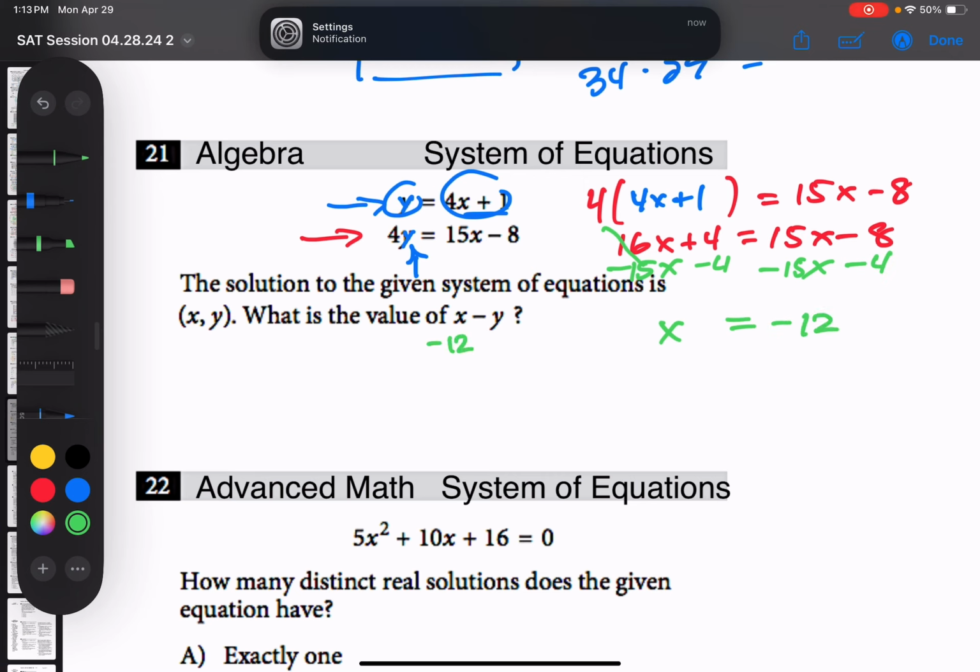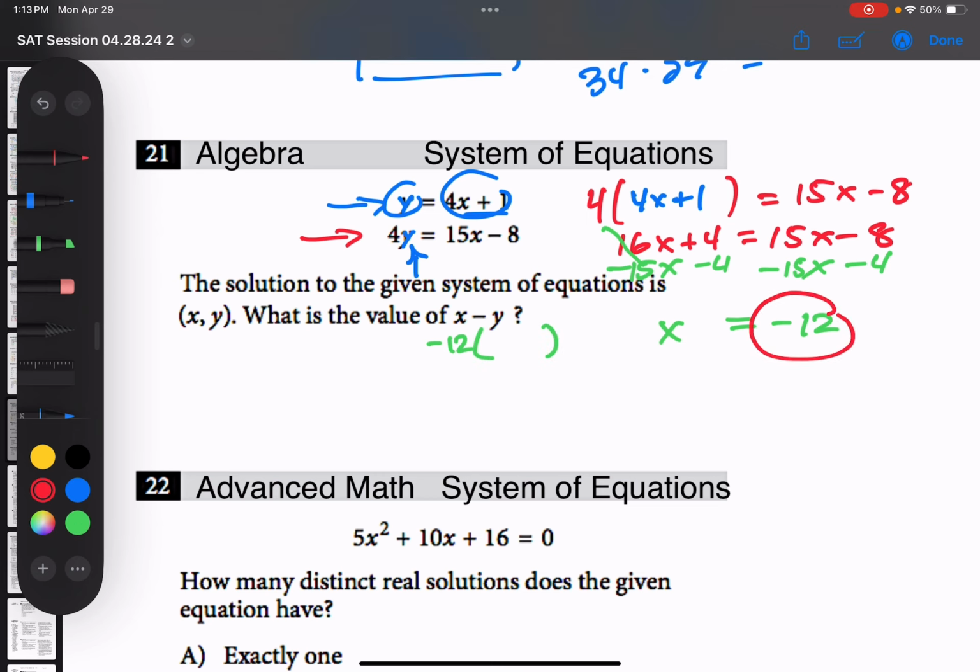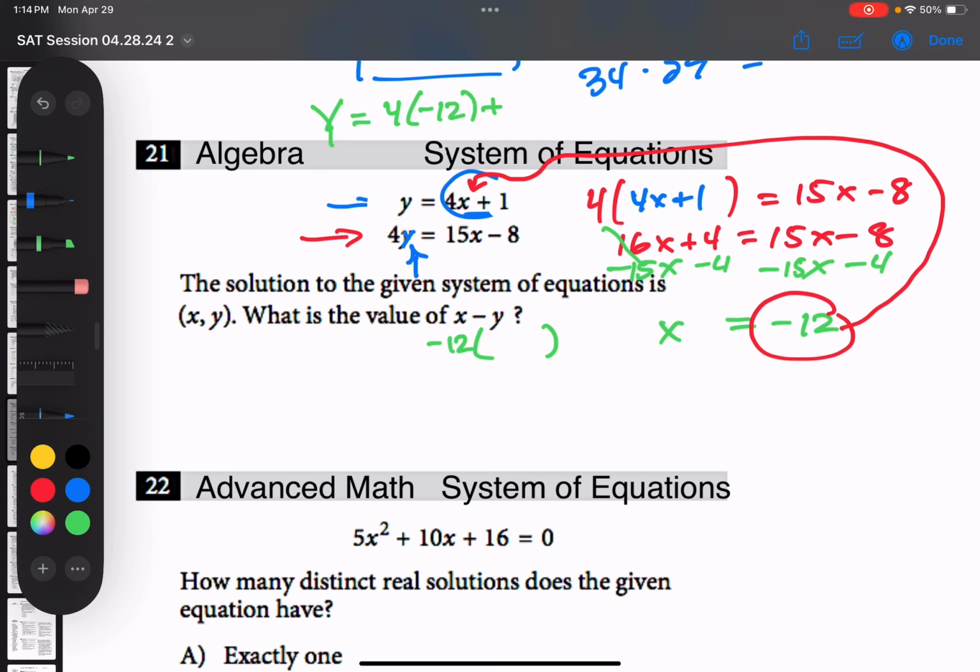So my x equals a negative 12, and then I have to solve for y. So now I can take this negative 12 and stick that x right back into that equation, which is showing me y equals. All right, let's go ahead and solve. So y now equals 4 times a negative 12 plus 1. All right, 4 times a negative 12 is going to be a negative 48 plus 1 equals a negative 47. That negative 47 is our y value.